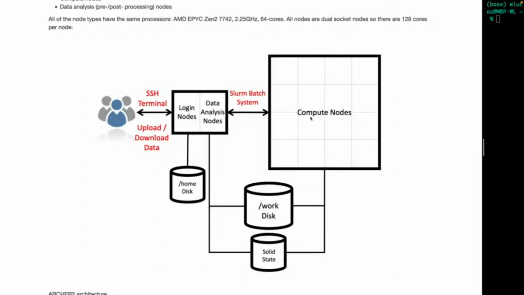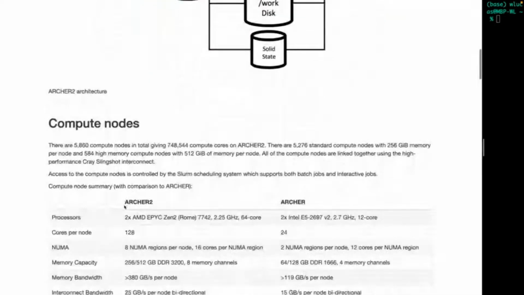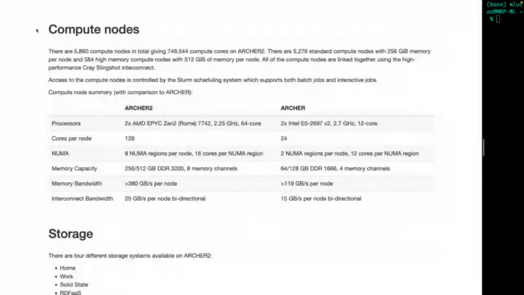The compute nodes, though, you can see a difference here. The compute nodes are only connected to the work and solid state storage. They don't have access to home. We'll talk about this a little bit in just a second as well. So the compute nodes are really the main point of ARCHER2. The compute nodes are the nodes which actually do the work. This is where our interesting science gets done.